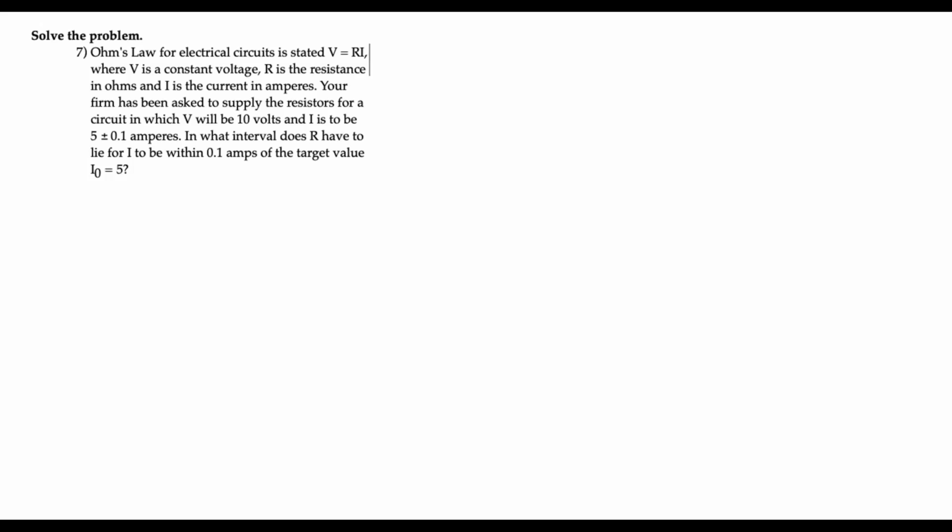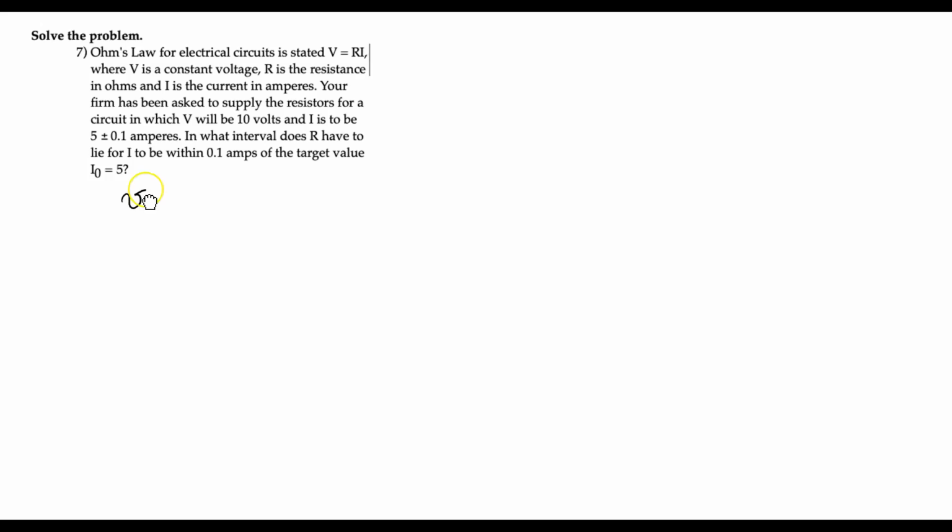Your firm has been asked to supply the resistors for a circuit in which V will be 10 volts and I is to be within 0.1, or 1/10 amperes, of 5, plus or minus, of course. So the question is, in what interval does R have to lie for I to be within 0.1 amps of this target value? And they tell us an initial or I naught value of 5. So I naught equals 5.